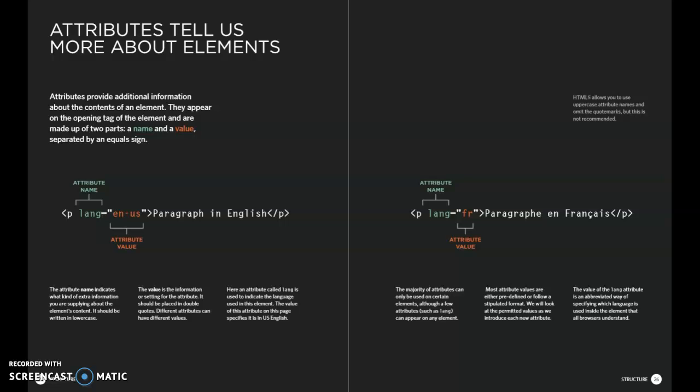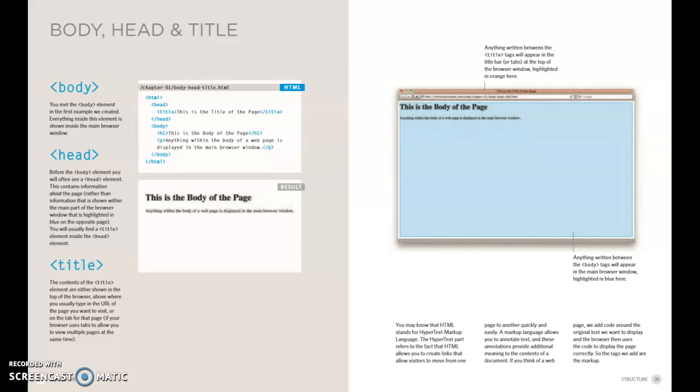Most attribute values are either predefined or follow a stipulated format as well. They're not something that we will use with HTML code very much, but it is something that's easier to use once we switch to Adobe Dreamweaver later in this semester. There is a separate video I made in order for you to make the website on page 27. To go over the different tags, though, we have the body tag.